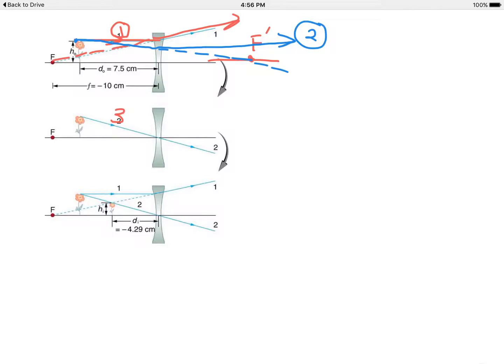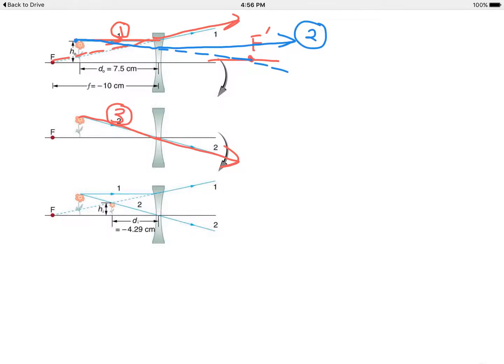You don't have to draw that one. When you do these problems for homework, you only need to draw 2 of these 3. And number 3 is always the easiest one to draw, the one that goes through the lens undeviated, because it really looks the same for all types of lenses. It's a ray of light that goes through the center of the lens and doesn't bend. So that's the easiest one always to draw.